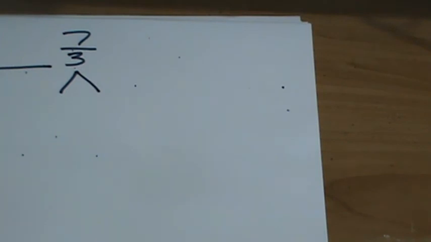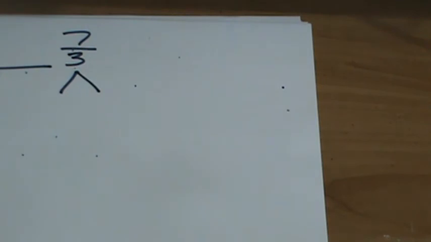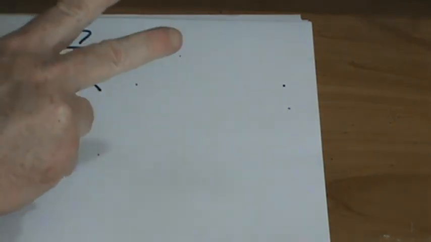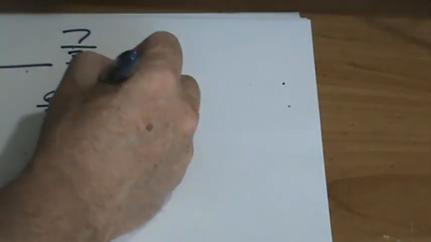Okay, 2, 4, 6, 8. 8's too many. Remember, it can't be over 7. 2, 4, 6. So 6/2 plus 1/2, right? 1's left over. 6 plus 1 is 7. Let's go over here. 3, 6, 9. Too many. 3, 6. 9's too many, right? So we're going to have how many thirds to start off with? We're going to have 6/3. And then an additional 1/3.